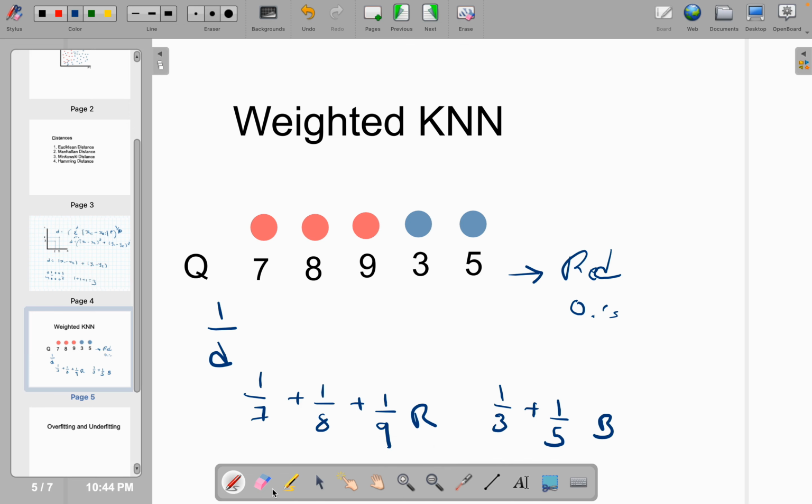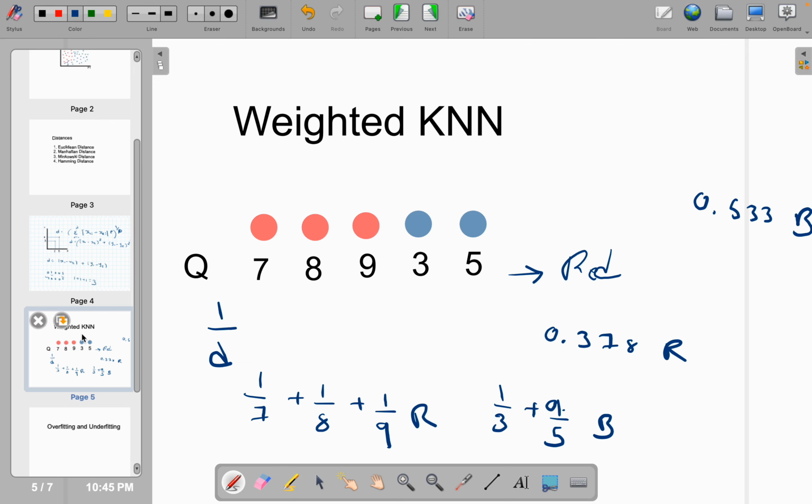Sorry, let me erase this. So you will get 0.378 for red points and, let me write here, 0.533 for blue points. Yeah. So here you can see blue points have more weight than the red points. So this point will be classified as a blue point, which seems logically and geometrically good, right? So this is weighted KNN.